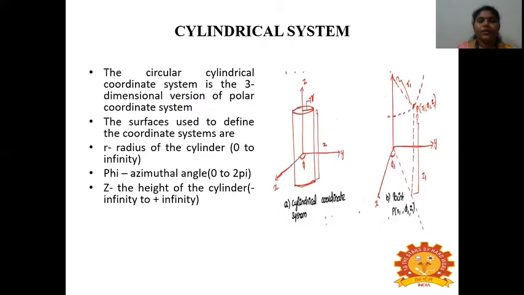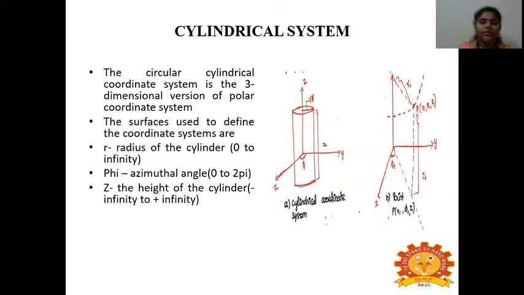Next, we will move to the cylindrical coordinate system. Here, the cylindrical coordinate system also has three axes. One is the radius r, the next one is phi, which is called the azimuthal angle, and the third one is the z-axis. The z-axis denotes the height. So the circular cylindrical coordinate system is the three-dimensional version of the polar coordinate system. This is also called the polar coordinate system.